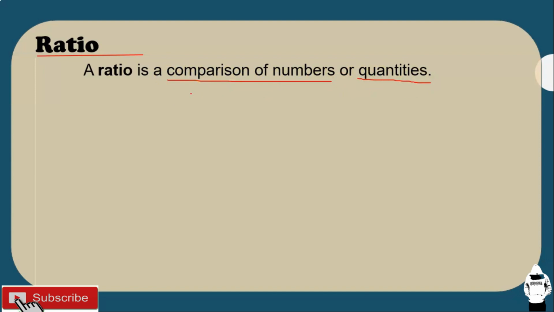A ratio can be written in different ways, just like A is to B, A over B, or A:B. Just like for example, 21 students in one class, or 21 students is to one class. Another example, 33 students is to 7 teachers. So those are the examples of a ratio.